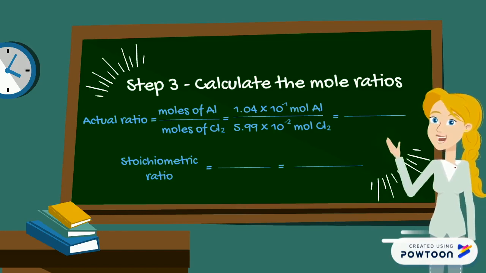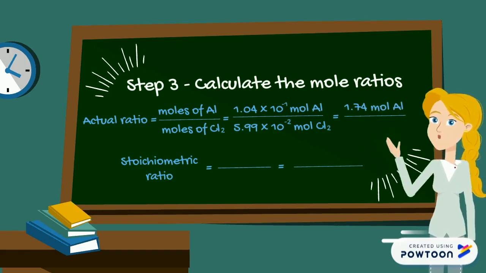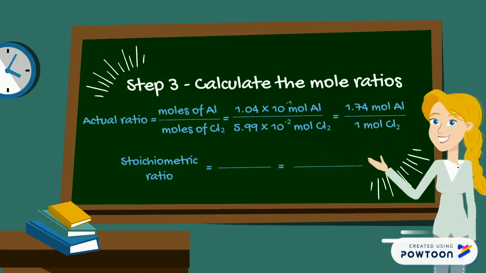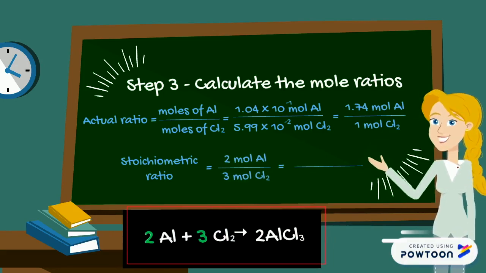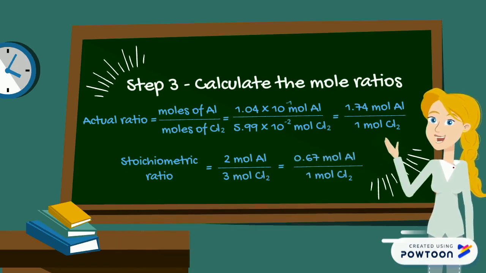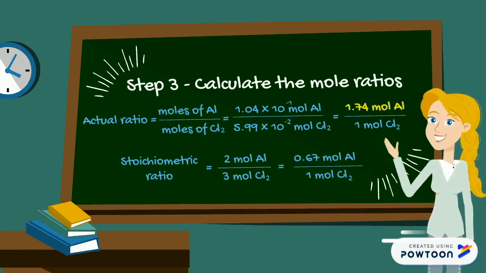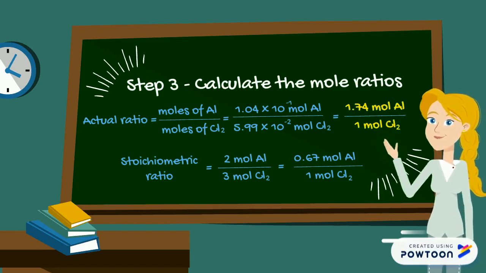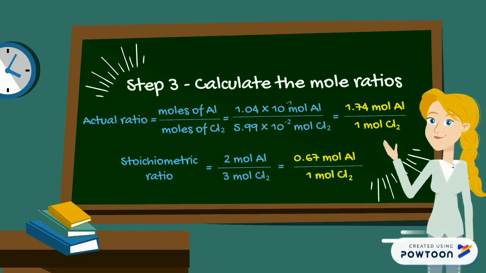When we divide the top by the bottom, we get 1.74, which means we have 1.74 moles of the top, aluminum, for each 1 mole of the bottom, the chlorine. Then you calculate the ratio given from the balanced equation by using the coefficients and divide it out the same way. This is called the stoichiometric ratio. Finally, you compare the two ratios. For the actual ratio, we used 1.74 moles of aluminum for every 1 mole of chlorine. In the stoichiometric ratio, we used 0.67 moles of aluminum for every 1 mole of chlorine.